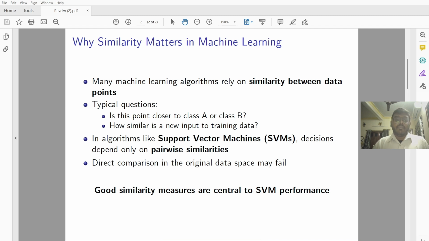In an SVM, the decision boundary depends only on pairwise similarities between the data points, not on explicit feature values. So the problem is that directly comparing points in the original data space often fails, especially for nonlinear data. That's why choosing a good similarity measure, or kernel, is absolutely central to performance.